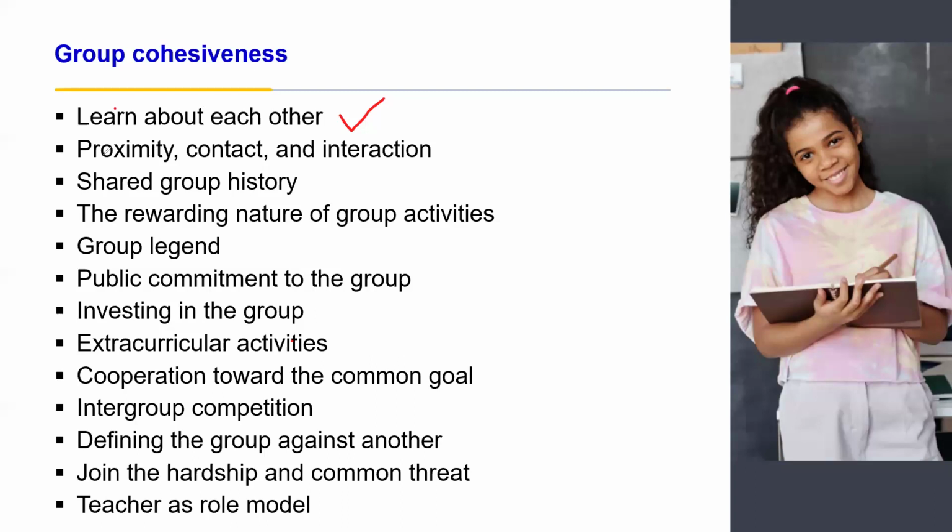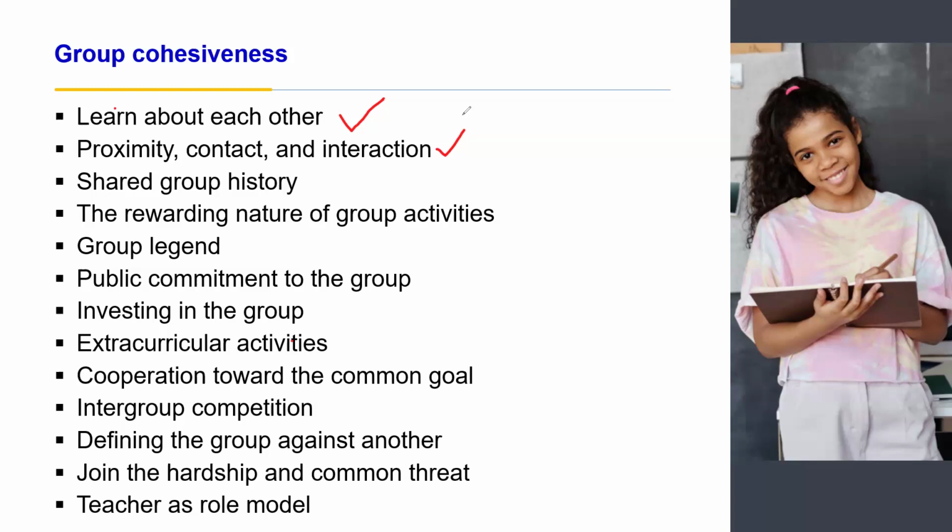The second one is proximity, contact, and interaction. Proximity refers to some students who feel shy and don't want to be in any group, or feel afraid because they are new or do not belong to the group. So the teacher needs to reduce the proximity so students can build better relationships in the classroom.